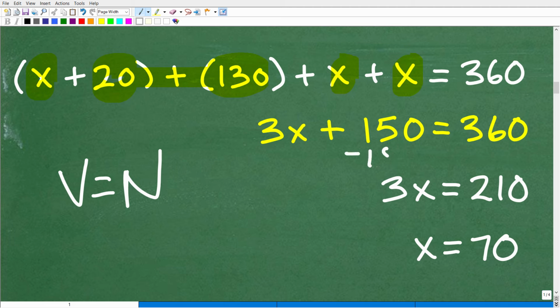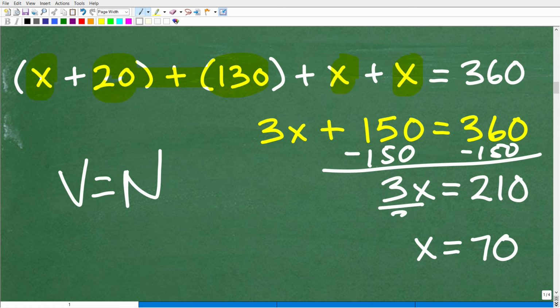So my next move is to subtract 150 from both sides of the equation. That's going to give us 3x is equal to 210, right? 360 minus 150 is 210. Now to solve for x, all I have to do is divide both sides of the equation by 3. So 3 divided by 3 is 1, or 1x, or x. And then, of course, 210 divided by 3 is 70. Okay, so x is equal to 70.